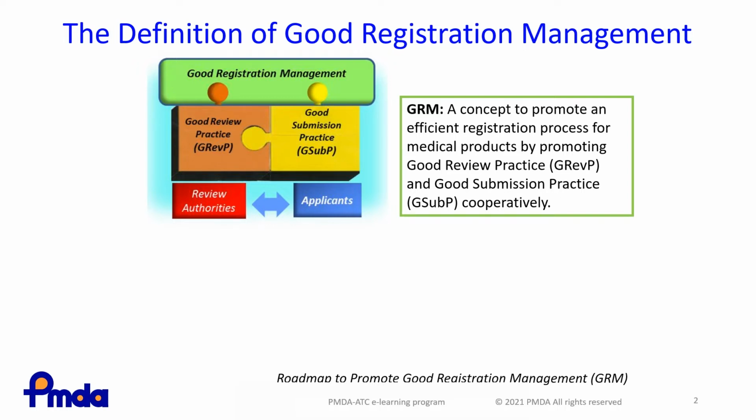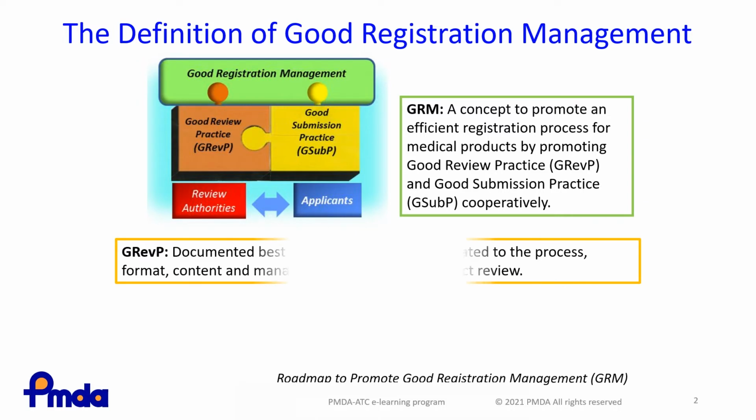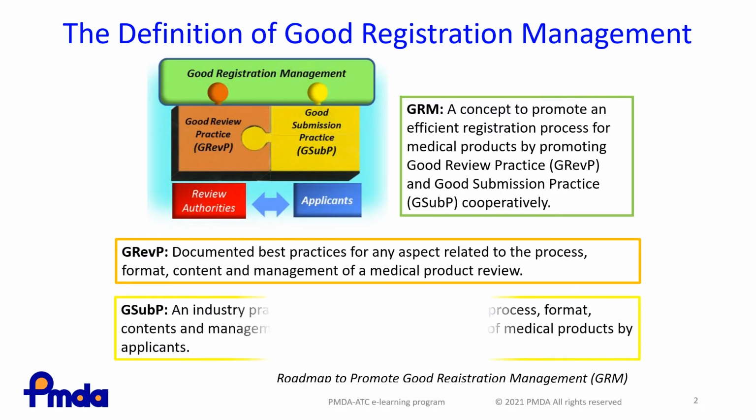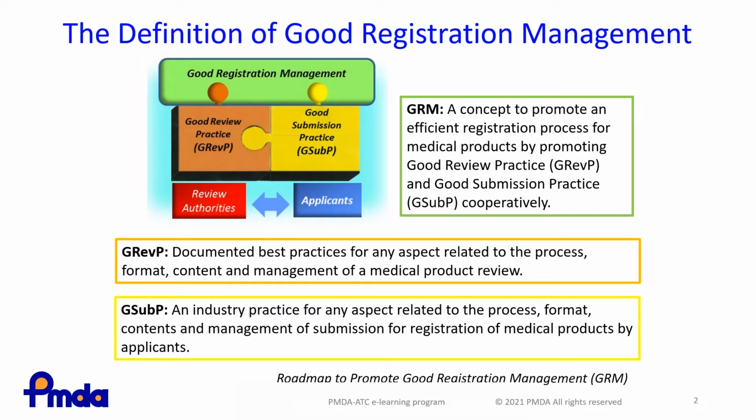GRM is recognized as a concept for promoting an efficient registration process for medical products through good review practice, GREV-P, and good submission practice, G-Sub-P. GREV-P is recognized as the documented best practices for all aspects of the reviewing process, formatting, content, and management of medical product reviews. G-Sub-P is recognized as the industry, corporate, practices for all aspects related to the submission process, formatting, content, and management of applicants' submissions of medical products for registration. GRM consists of GREV-P and G-Sub-P.